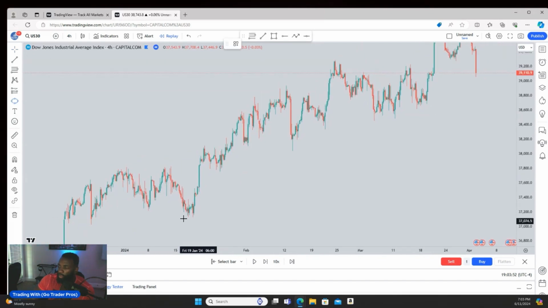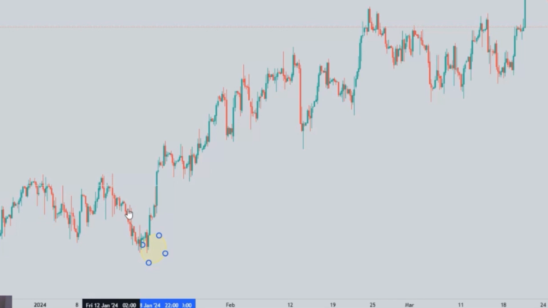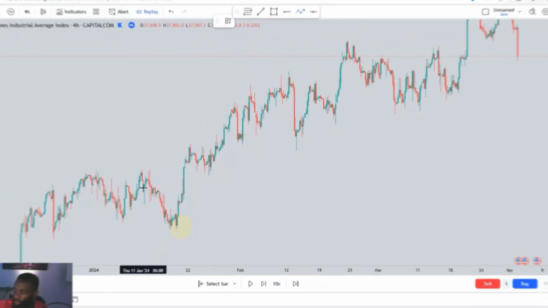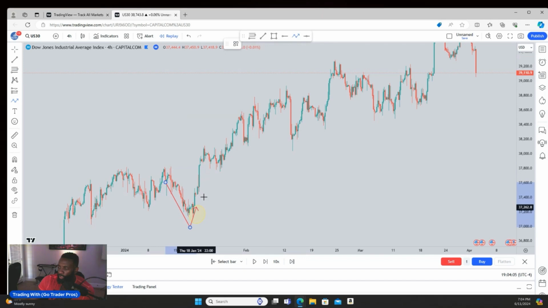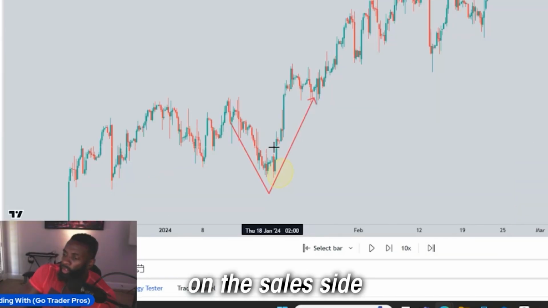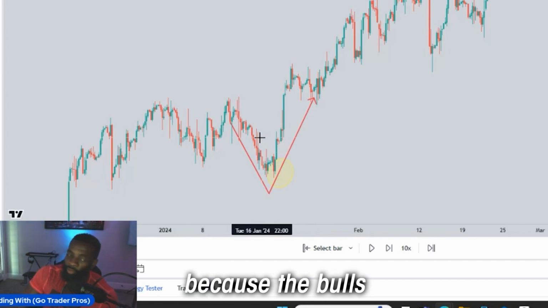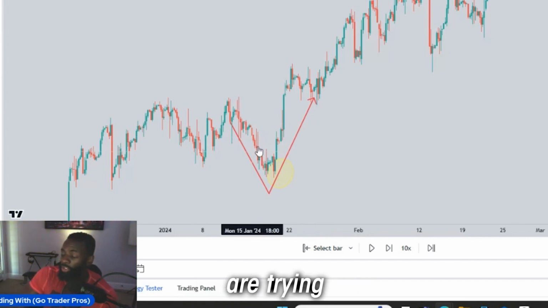So right here, you see this? It seemed like it went down. It was like a sharp triangle, like the little triangle that happens. This is where the market has pretty much exhausted itself on the sell side, because the bulls are taking over. So the bulls are trying to push the market up.